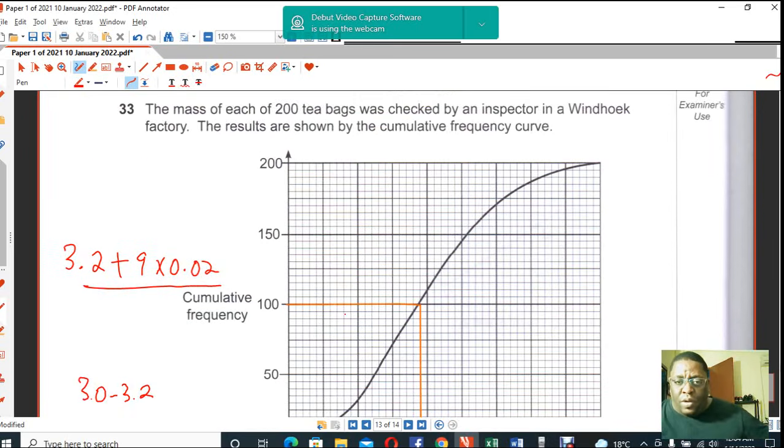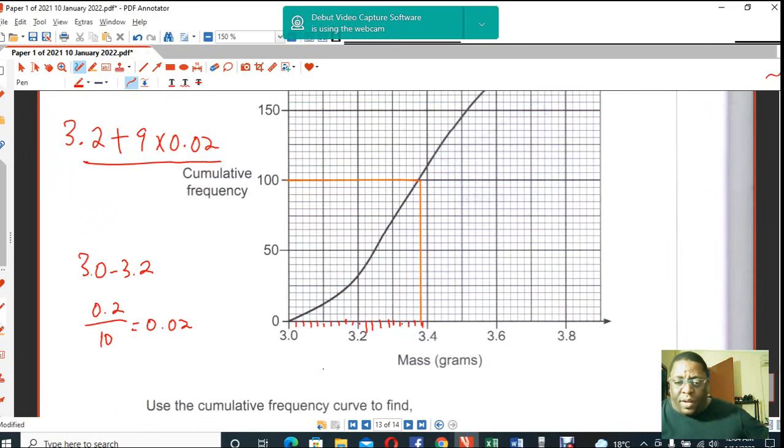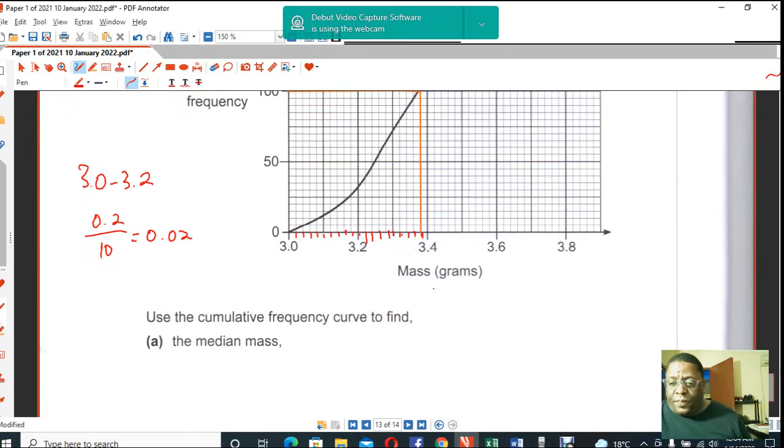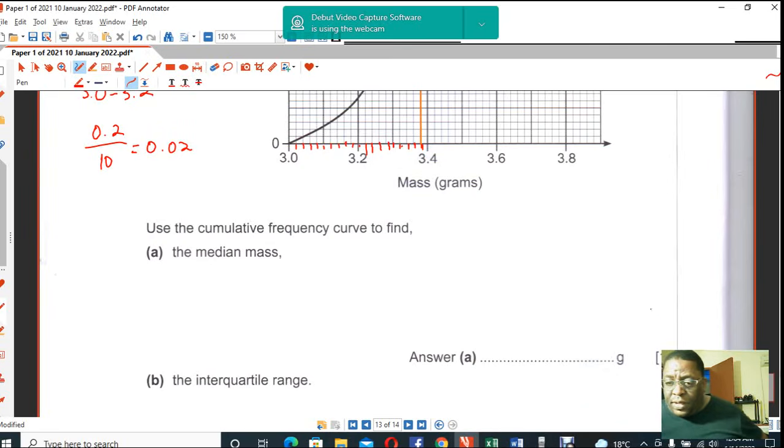Okay? So I'm going to grab my calculator and calculate that median. So it's going to be 3.2, then you add 9 little blocks. Each block has 0.02. So that gives me about 3.38. So the median would be 3.38. The median would be anything around 3.38. Again, this is going to be a range of answers that is very close to 3.38.